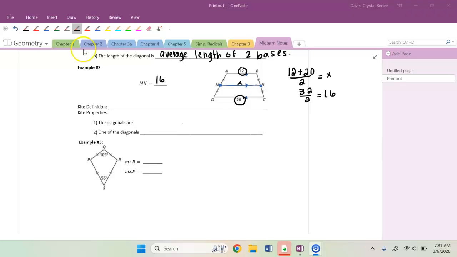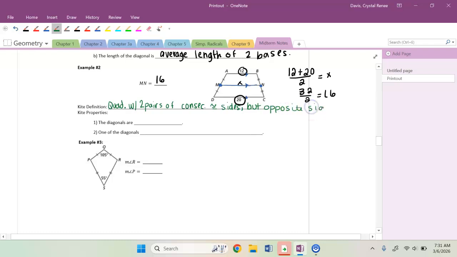All right, so now we are on to a kite definition. This one's kind of long, so you might want to write it a little small. A kite definition is a quadrilateral with two pairs of consecutive congruent sides, but we have to put in here opposite sides are not congruent. We have to write that because if we allow them to be congruent, a kite then could be a parallelogram, and a kite is not a parallelogram.